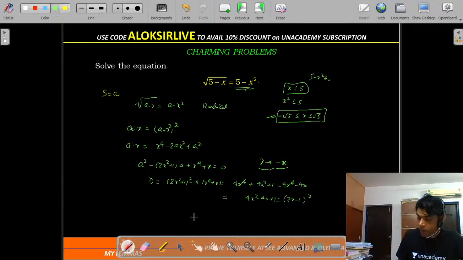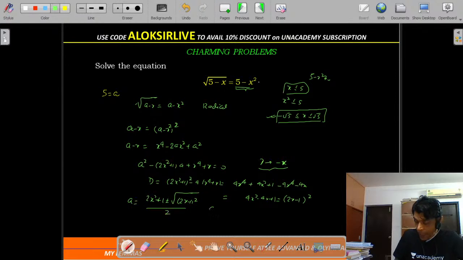This is good. That time you got plus. So we can write a as minus b: 2x squared plus 1 plus or minus the square root of D. The square root of D is here 2x minus 1 whole squared, and the whole thing divided by 2.